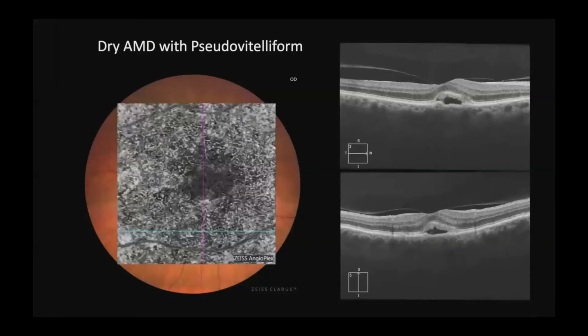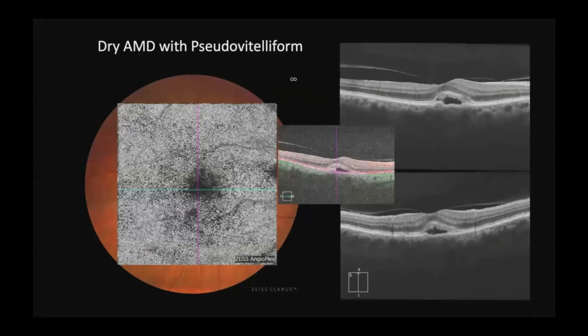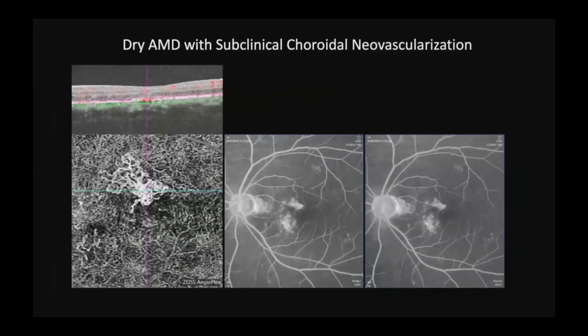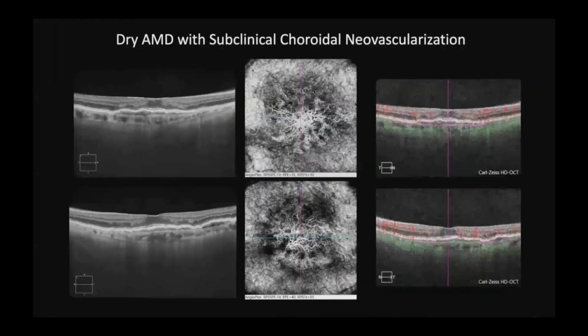And so OCT angiography can be especially helpful to ensure that you're not missing a choroidal neovascular lesion that could be complicating. This is an example of dry AMD. There's no subretinal fluid, no hemorrhage, but you can clearly see a choroidal neovascular network here on OCT angiography. And this is another example here with a choroidal neovascular membrane in dry AMD. These are important to identify.